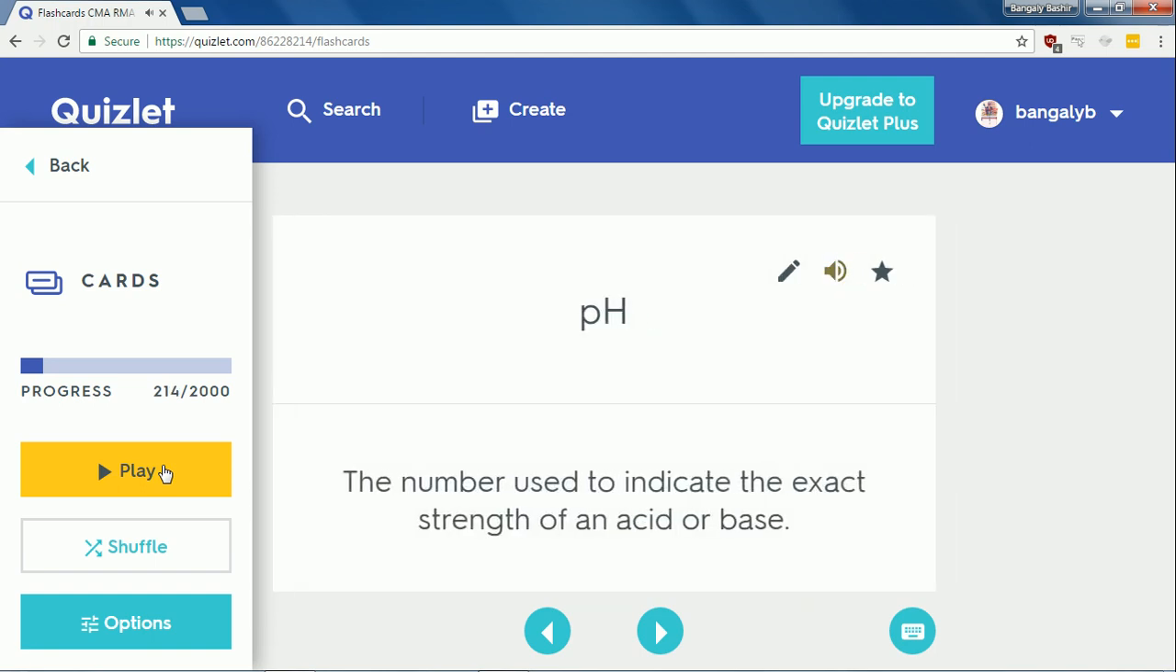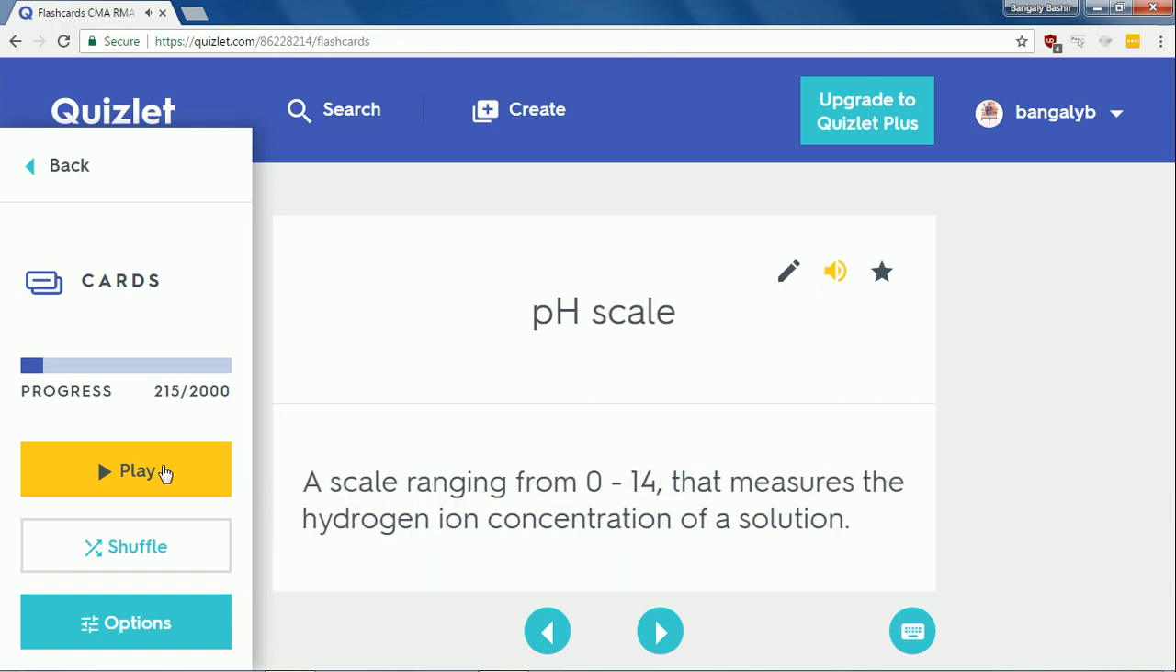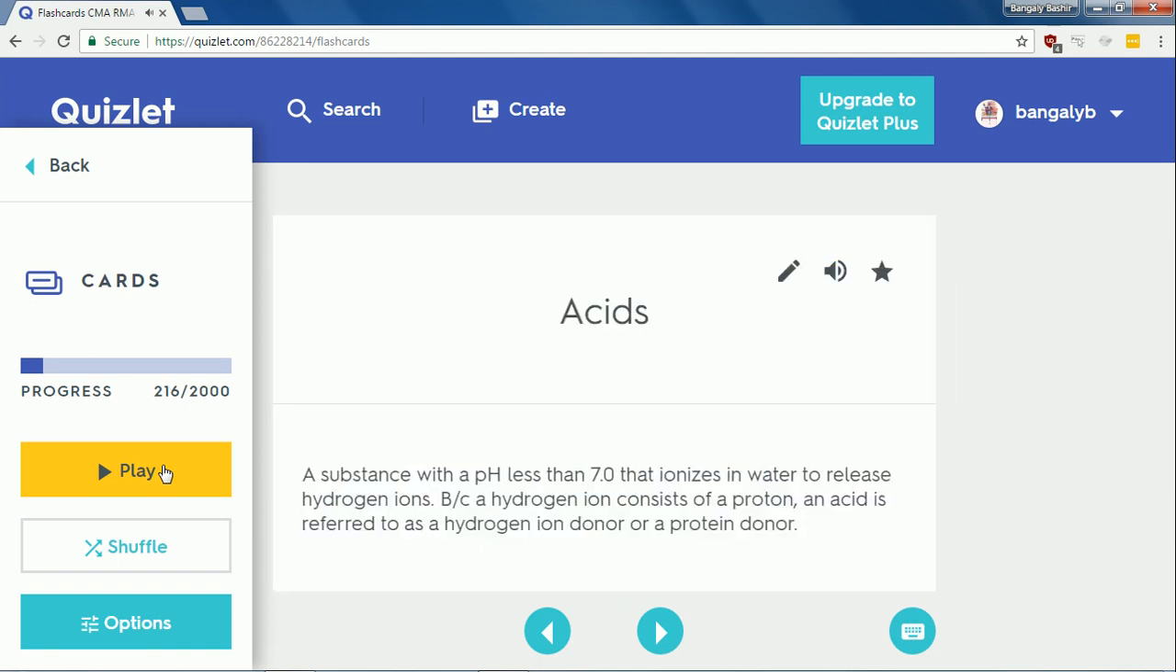pH. The number used to indicate the exact strength of an acid or base. pH scale. A scale ranging from 0 to 14 that measures the hydrogen ion concentration of a solution. Acid. A substance with a pH less than 7.0 that ionizes in water to release hydrogen ions. A hydrogen ion consists of a proton. An acid is referred to as a hydrogen ion donor or a proton donor.